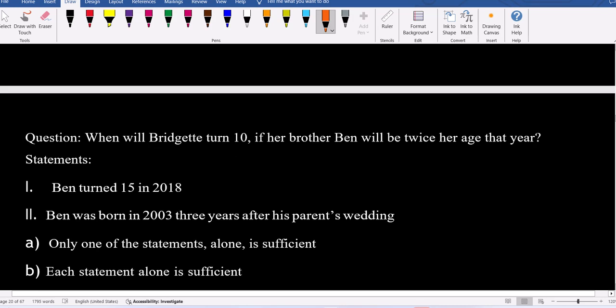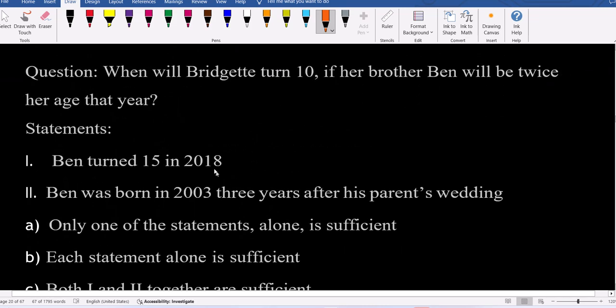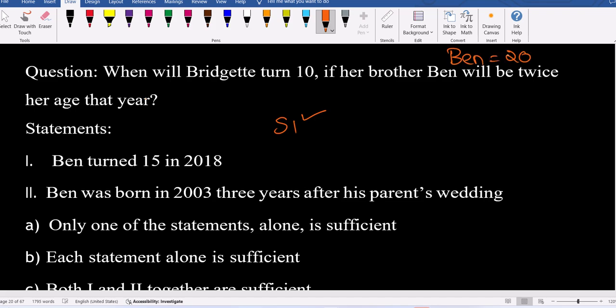Now what about this one? When will Bridget turn 10, if her brother Ben will be twice her age that year? Brother Ben will be twice that age in that year. So statement one alone is correct. Ben is 15 in 2018. Bridget at 10 means Ben is 20. The question is indirectly at what year Ben will be 20. So statement one alone: Ben will be 20 in 2023. Statement one alone you can answer.